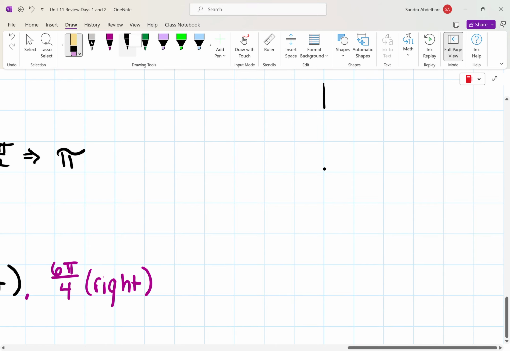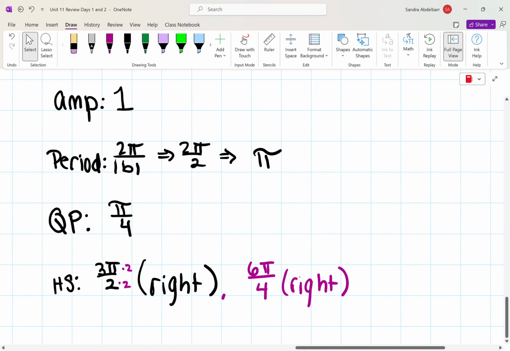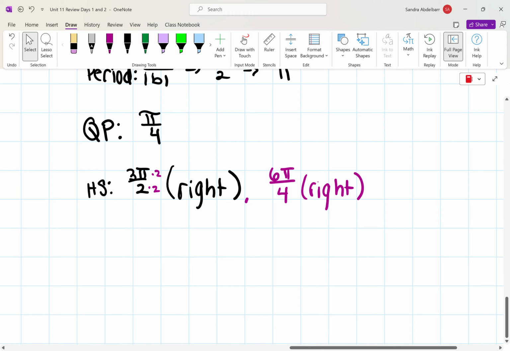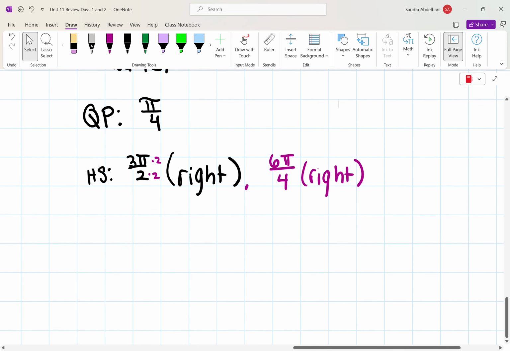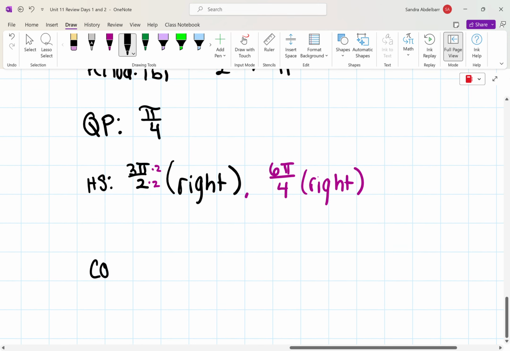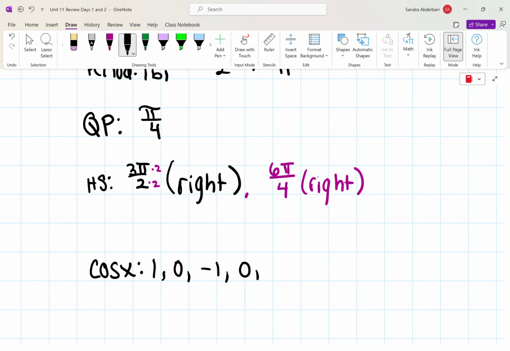Oh, no, I forgot to do our y coordinates. All right, let's do our y coordinates. I'm always forgetting, I'm always in such a rush. So we have cosine of x is going, start at 1 or start at 0? Good. 1, 0, negative 1, 0, 1.